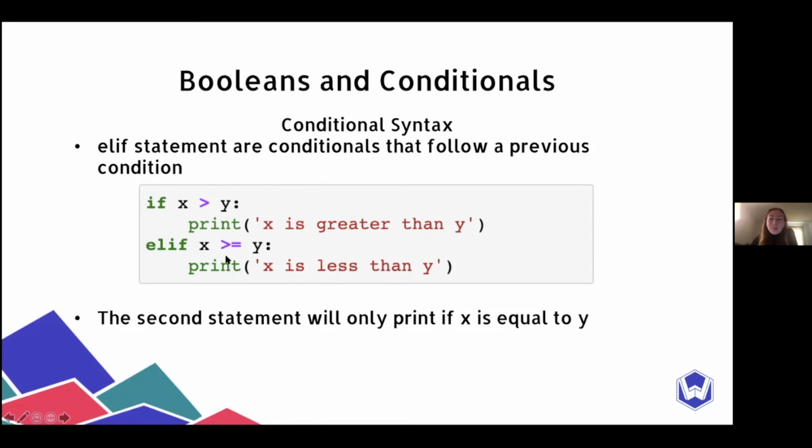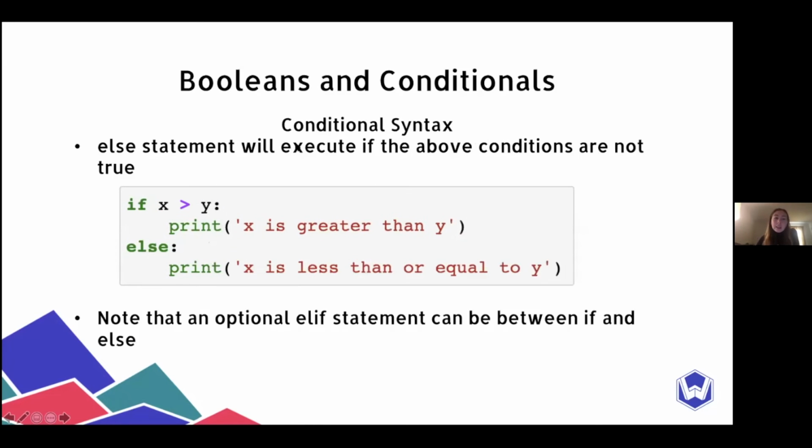Elif x is greater than or equal to y, it should print x is equal to y. And the reason why I did that is because it will only execute this second print statement if x is equal to y, because it checks this x is greater than y condition first, and it will skip this elif if that first if was true. I think I explained that a little confusingly, so let me know if you have any questions on it.